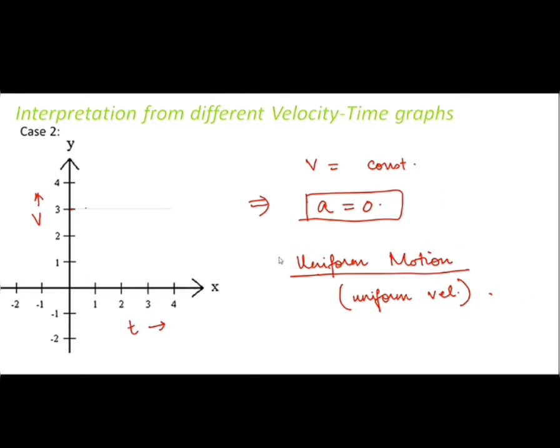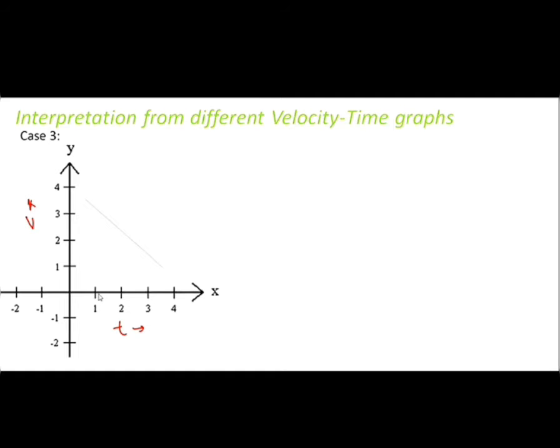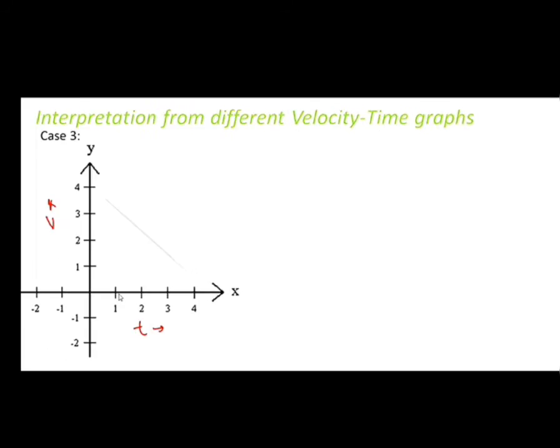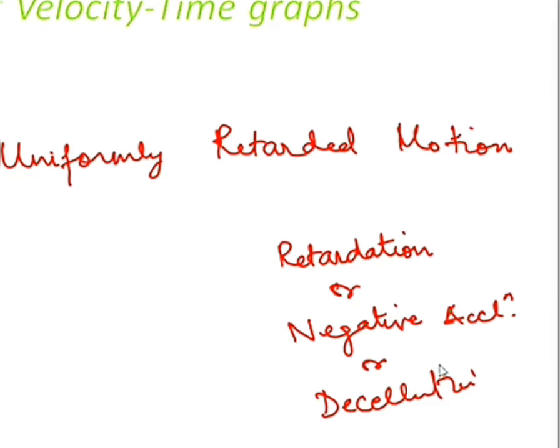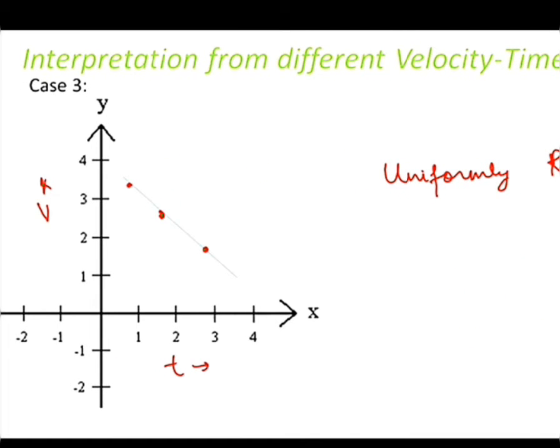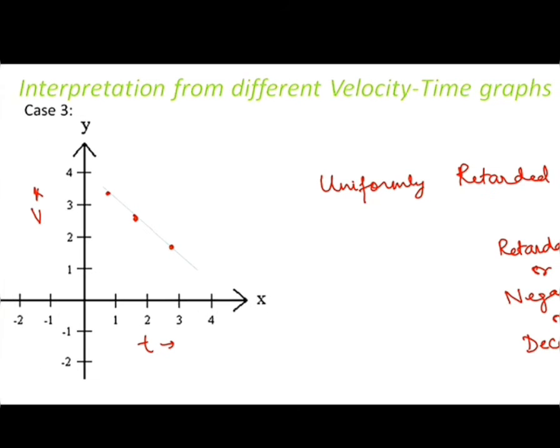Now let's look at case 3. In this plot we have a straight line which is declining, and that means as your time is increasing, the value of velocity decreases. So here, whenever velocity increases with time, we call it acceleration, right? So whenever velocity decreases with time, we generally use another term, that is retardation, or you can say negative acceleration, or it's also sometimes called deceleration. So in this case we say the body is in uniformly retarded motion.